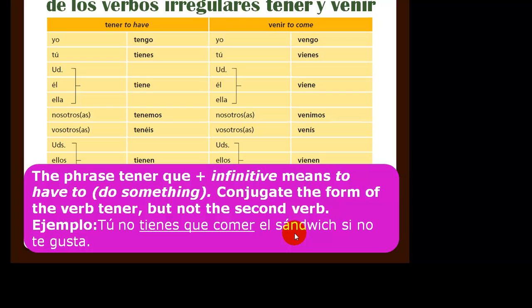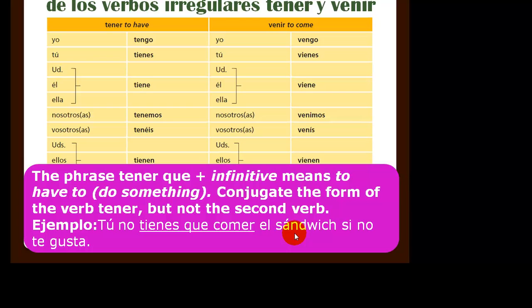The phrase tener que plus an infinitive means to have to do something. So I have to eat my lunch. She has to wash the dishes. We have to clean the bathroom. Okay? So you're going to conjugate the form of tener, but not the second verb. The second one will just stay in the infinitive.